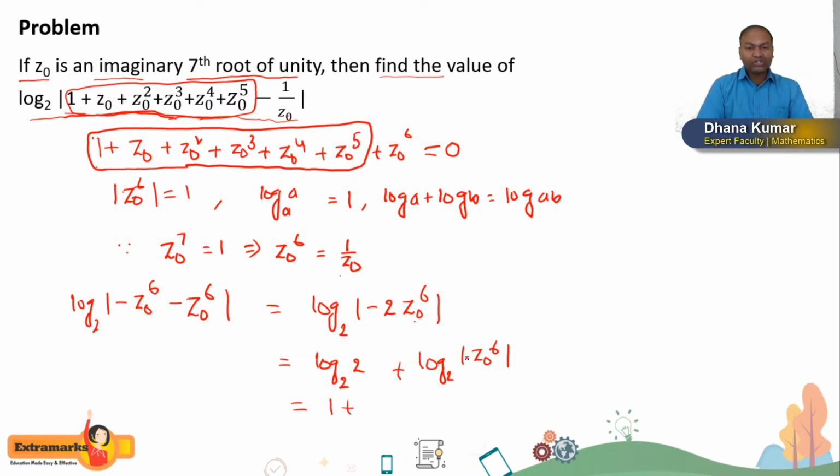And what I told, modulus of z0 power 6 value is what? 1. But log 1 is 0. So 1 plus 0 is what? 1. Understood? Right. Now here the problem is based on the nth roots of unity concept. Simple method. Clear? Right. Let us come to one more question.